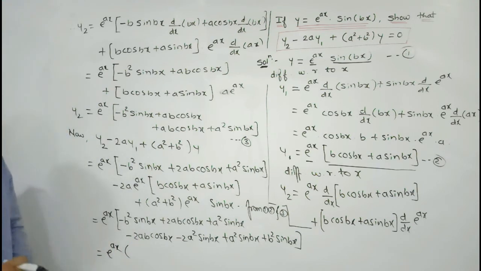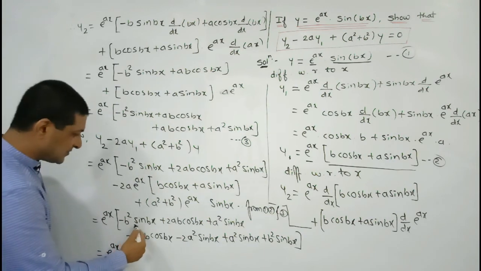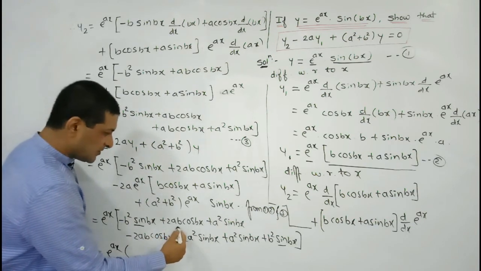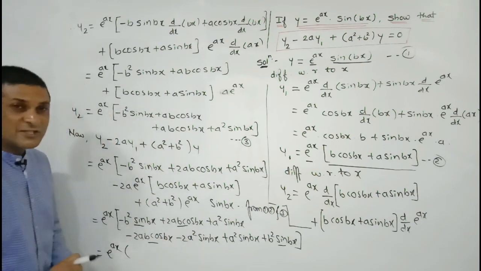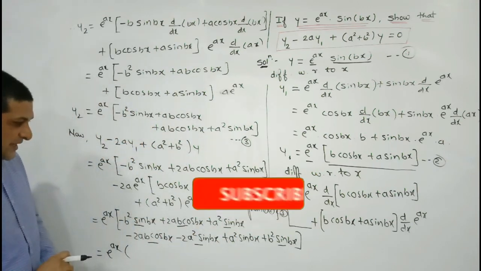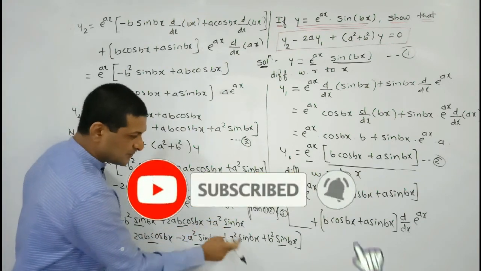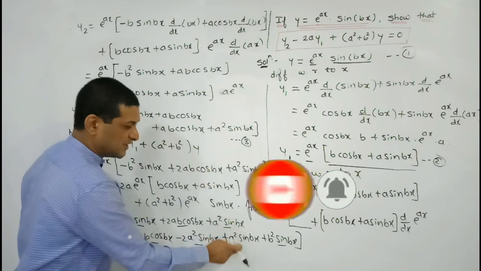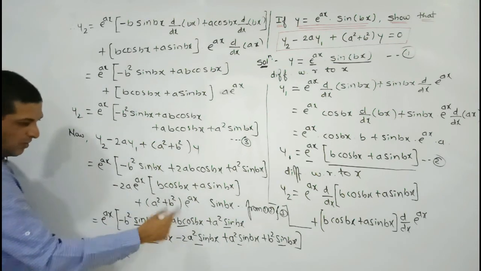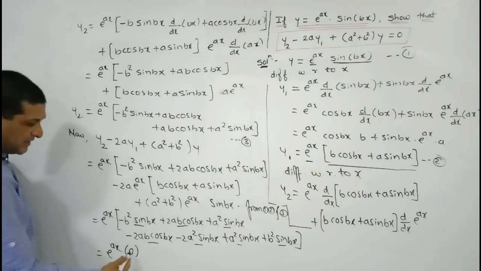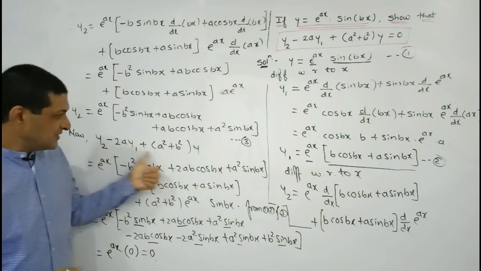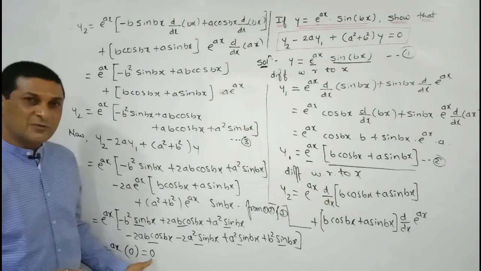Let us see what result we will get here. Here we can observe that minus b square sin bx and plus b square sin bx will get cancelled. Then twice ab cos bx and minus twice ab cos bx will also get cancelled. A square sin bx and a square sin bx is twice a square sin bx. Twice a square sin bx and minus twice a square sin bx will get cancelled, means all terms will get cancelled. So here we are getting 0. 0 into any number will be equal to 0. In this way we have got our right hand side, means by considering this left hand side we have shown that its value is equal to 0.